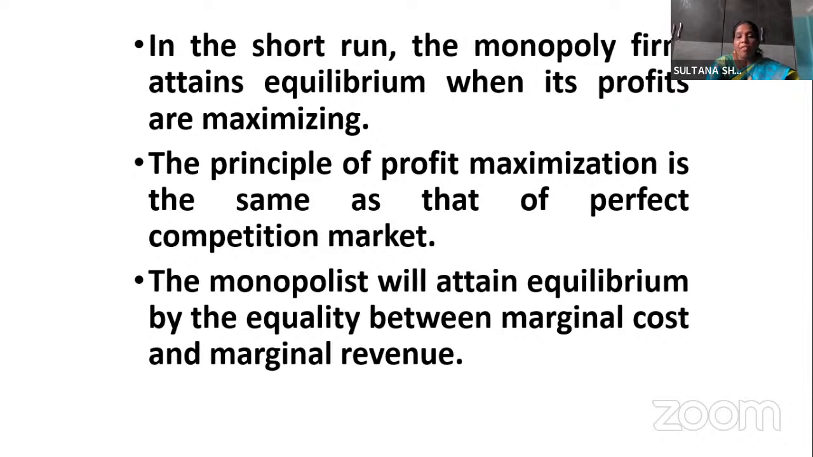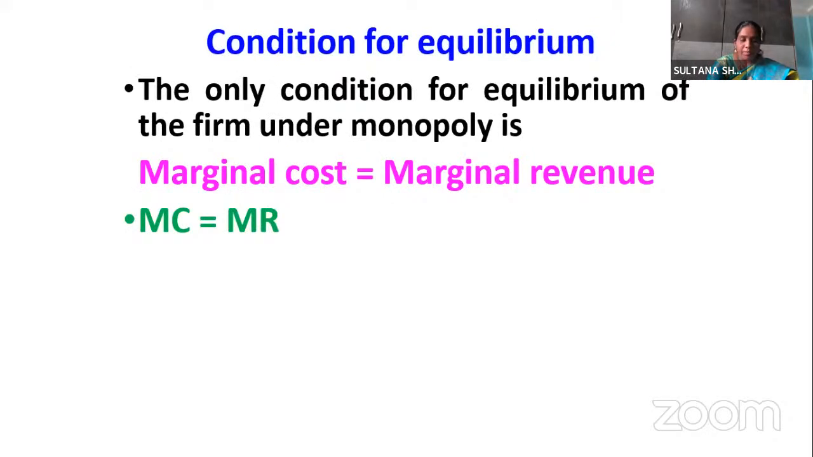The principle of profit maximization is the same as that of a perfect competition market. In any market, equilibrium of a firm means that the firm is getting maximum profits. The monopolist will attain equilibrium by the equality between marginal cost and marginal revenue. When both marginal cost and marginal revenue are the same, that point we can say is the equilibrium position.